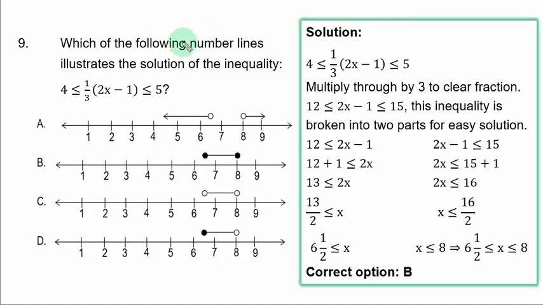Question 9. Which of the following number lines illustrate the solution of the inequality 4 less than or equal to 1 over 3 bracket open 2s minus 1 bracket close less than or equal to 5? So here you multiply through by 3 to clear the fraction. If you do that, this becomes 12, that is 12 less than or equal to. Multiply this term by 3, you are left with 2s minus 1 less than or equal to. Multiply through by 5, you have 15.